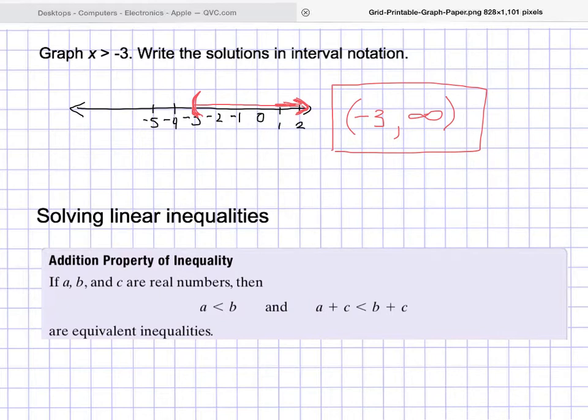That is saying the solution to this inequality is every number beginning with -3, but not including -3, all the way to positive infinity. And that's how you write it in interval notation. Okay, we're going to keep doing this for all the problems. We're going to write them in interval notation, so you're going to get really good practice with doing that.